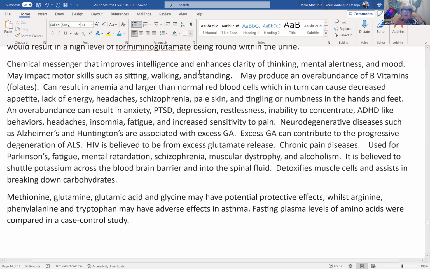It enhances clarity of thinking and mental alertness. It may produce an overabundance of B vitamins. It can result in anemia, decreased appetite, lack of energy, headaches, schizophrenia, pale skin, tingling or numbness in the hands and feet, almost like neuropathy.